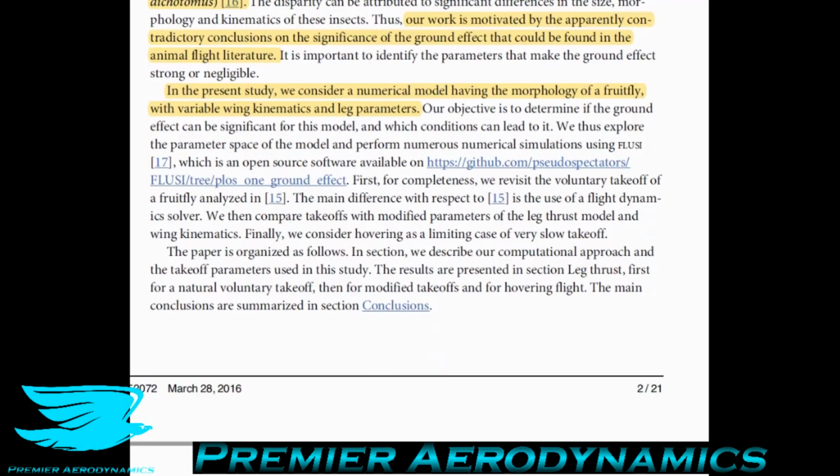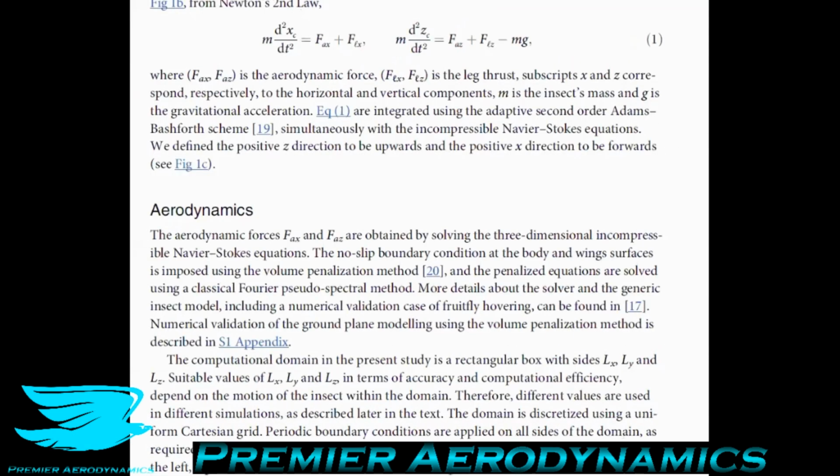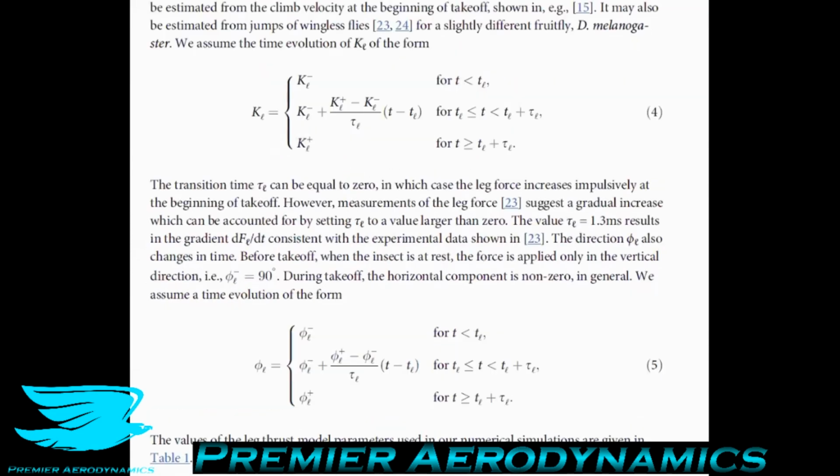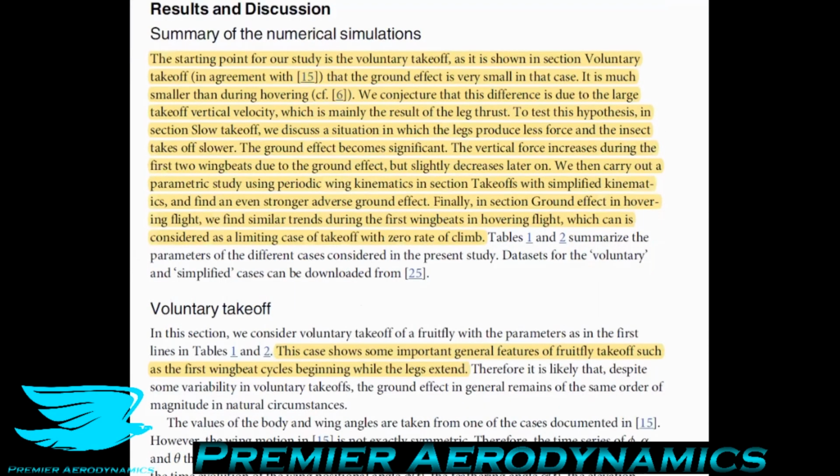And in the present study, they consider a numerical model having the morphology of a fruit fly with real wing kinematics and leg parameters. So they looked at, as I said, how much they jump into the air and how much they actually beat their wings. And then they go on and they sum up their results first of all. So let's go through this, and it gives you most of what they found.